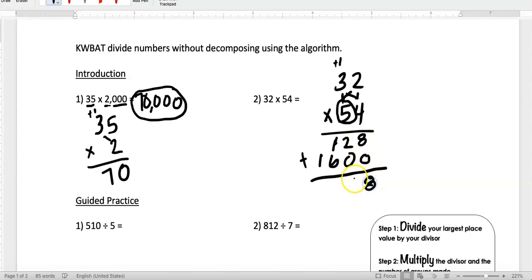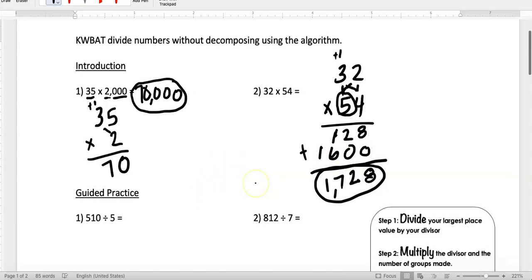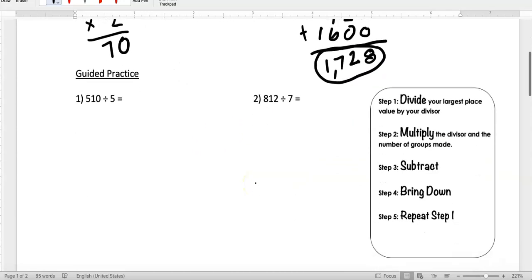8 plus 0 is 8, 2 plus 0 is 2, 1 plus 6 is 7, bring down the 1. My answer is 1,728. I actually said "and," which is a big no-no. You shouldn't say "and," so my answer again is 1,728. I hope 1 and 2 was easy peasy for you because that was just a quick review. Go ahead and meet me in guided practice for our 4 practice problems so that we can do those problems together.